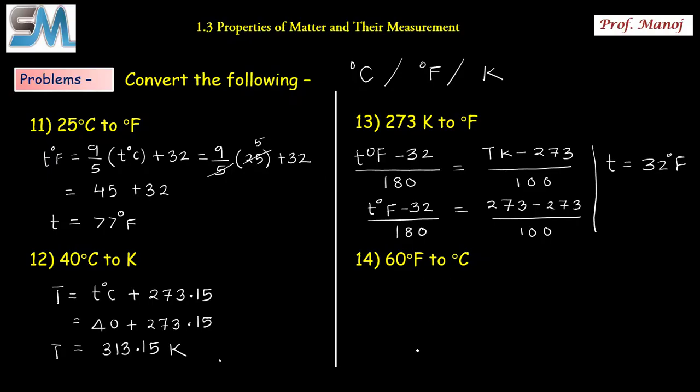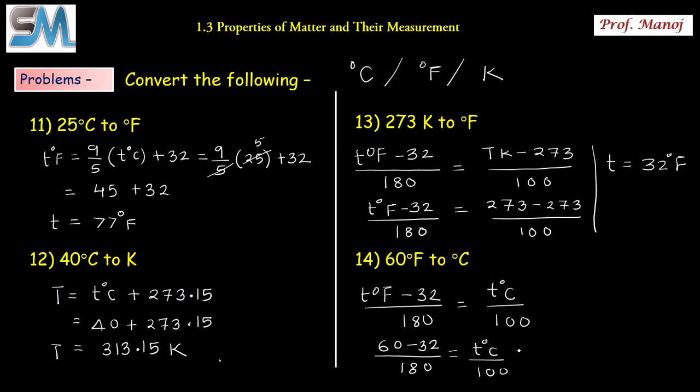60 degree Fahrenheit to Celsius. I'm going to use this shortcut once again. Temperature in Fahrenheit minus 32 upon 180 is temperature in Celsius upon 100. So this is going to be 60 minus 32 upon 180 equal to temperature in Celsius upon 100. So upon solving, I think you can get the answer as around 15.5 degrees Celsius. You merely need practice for these problems, nothing else.